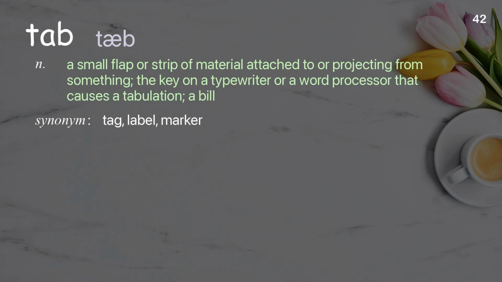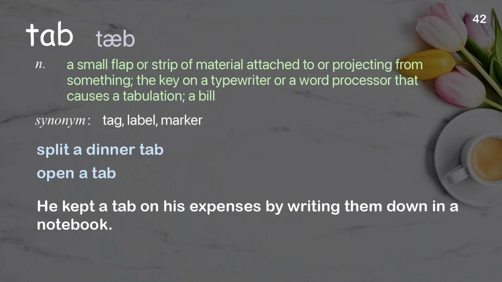Tab. A small flap or strip of material attached to or projecting from something. The key on a typewriter or a word processor that causes a tabulation, a bill. Examples: Split a dinner tab. Open a tab. He kept a tab on his expenses by writing them down in a notebook.